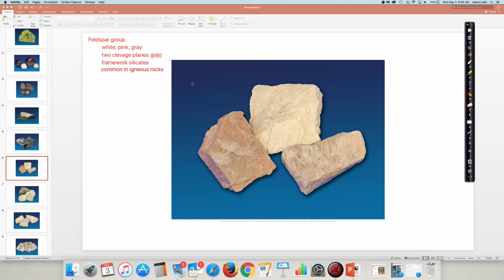There are two different subgroups of the feldspar group, and the first one we're going to talk about is the potassium feldspar group, which is also known as K-spar. Potassium is the element K, so K-spar, potassium feldspar. Generally, they're light in color: pinks, whites, and tans. Potassium feldspar in particular is primarily pink, but you can see it in white as well.